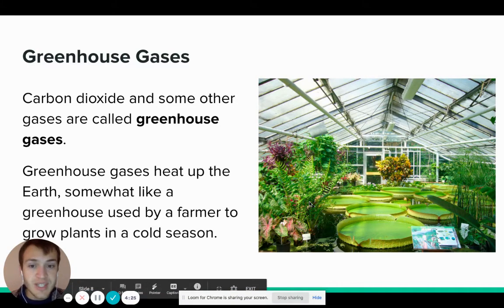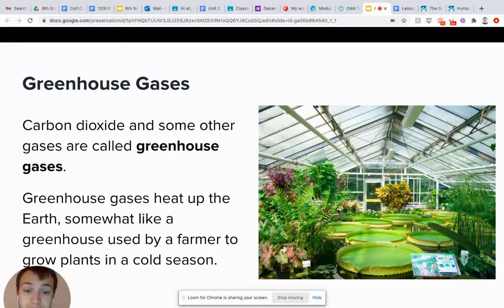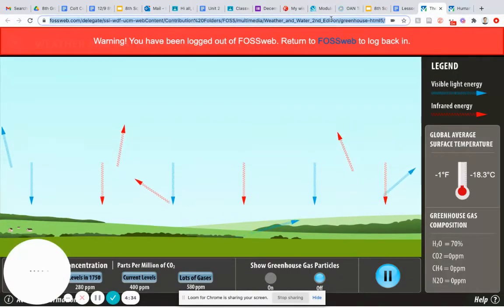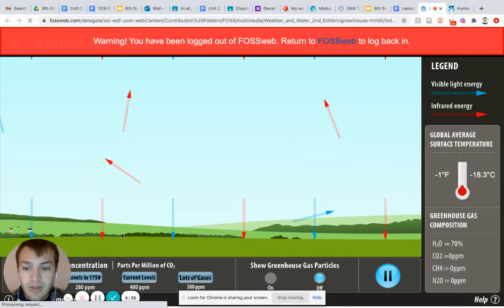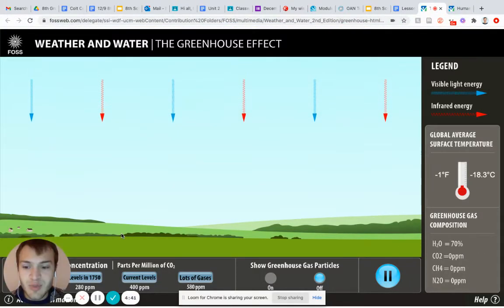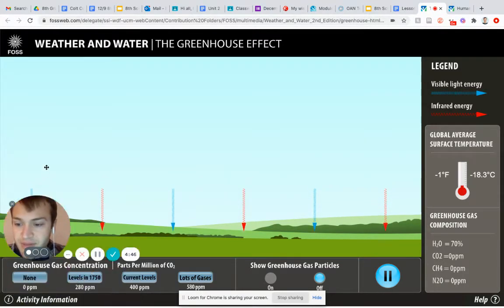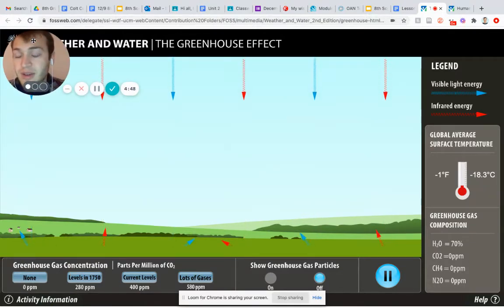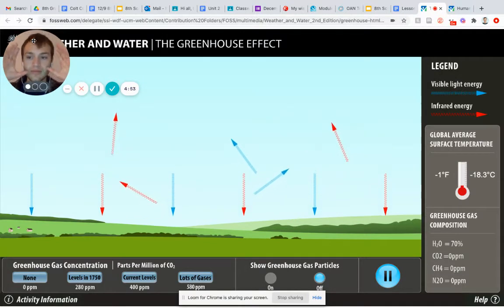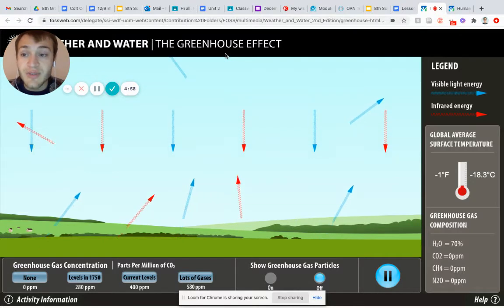To help us understand how carbon dioxide increases temperature, we're actually going to look at a simulation today. This simulation is on FOSS-Web, which you've used before. So what we have, let's see if I can move my face. All right, cool. This module is called the greenhouse effect. So it's going to model for us how the greenhouse effect works.